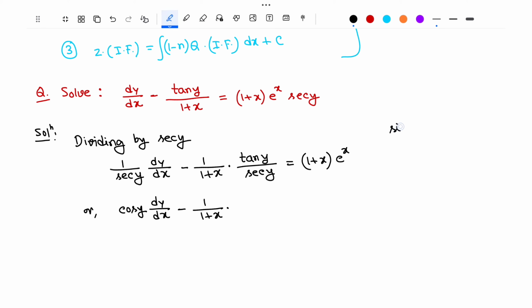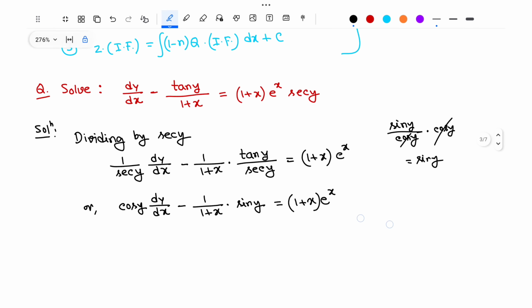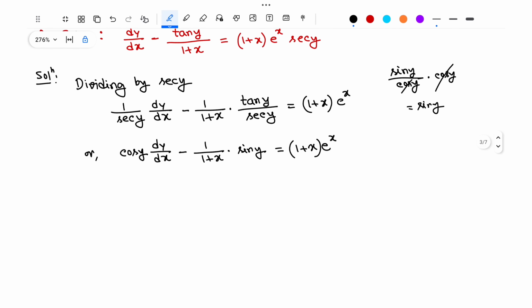Tan y means sin y by cos y, and divided by sec y, so that means this is cos y. So cos y cancelled, you are getting sin y. Okay, so this will be sin y, and this is equal to 1 plus x times e to the power x. So the first step is completed. Our first step was that you have to divide by the dependent variable which is on the right hand side.